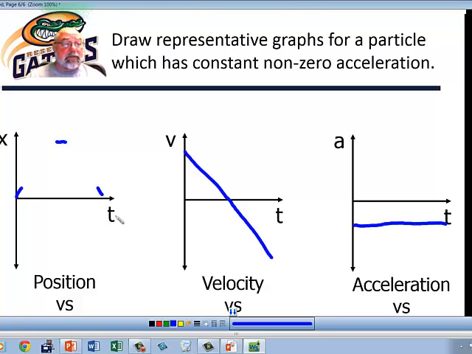And if you were to connect those points with the curve, I'm guessing you would probably draw a parabola. And that would be right. So this is what our graph looks like for an object that has a constant non-zero acceleration, and I picked a negative acceleration.